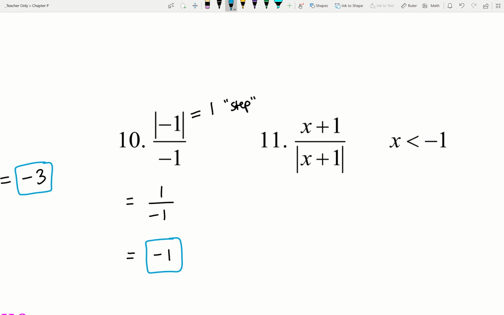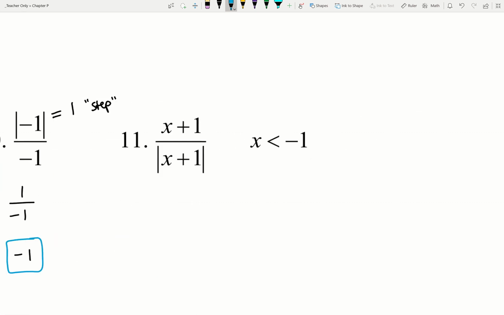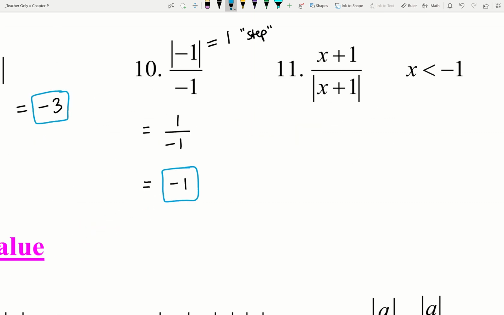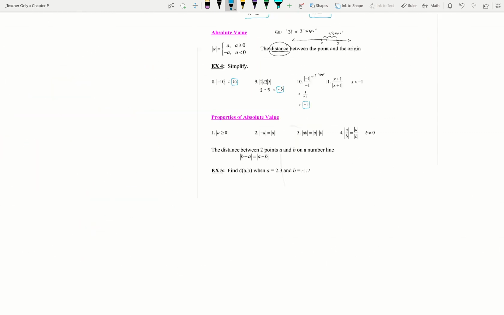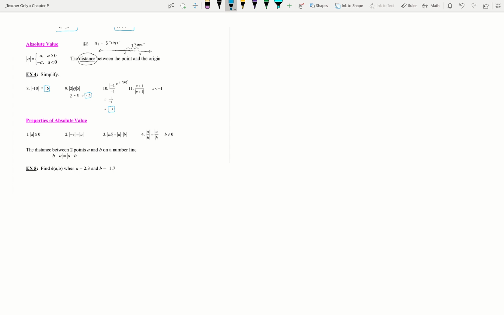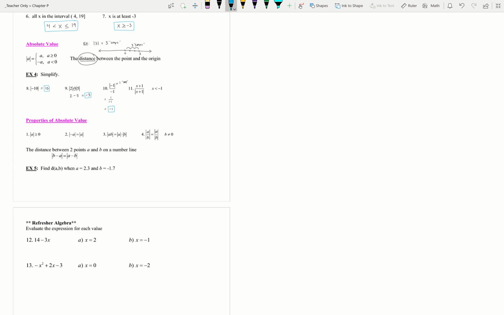Okay, I'm going to let you think about number 11 here. So this says that we have this expression that we want to simplify, and playing the role of x in this expression are going to be all numbers that are less than negative 1. So I'm going to let you think about how you might simplify that, and then if there's time at the end of the video, we're going to come back and take a look at what that conclusion should be.